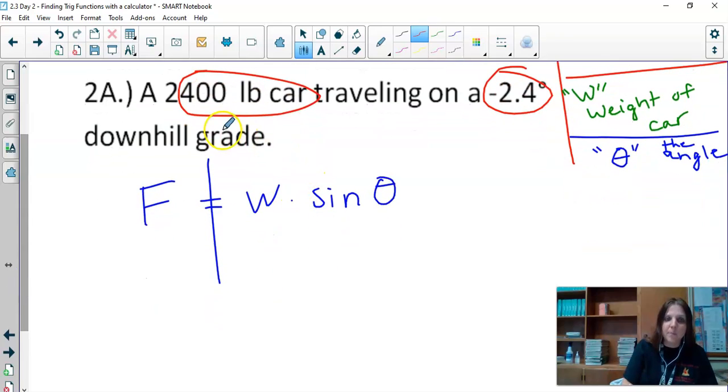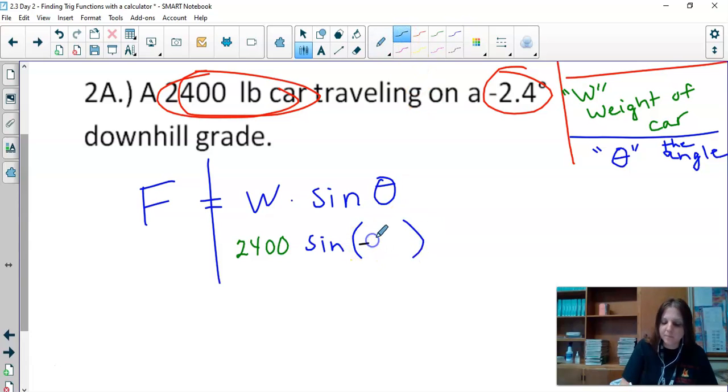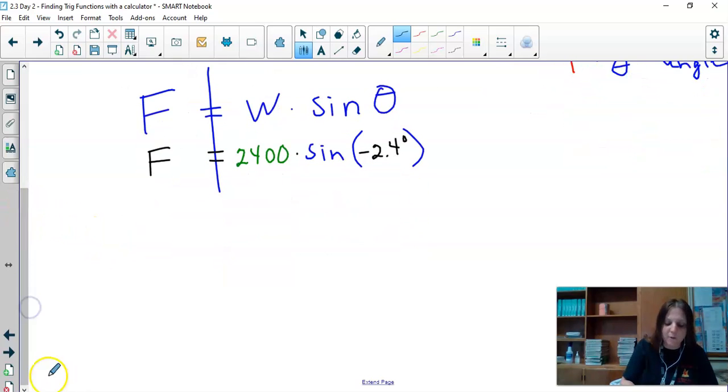Okay, so we've got a 2,400-pound car. The weight of the car is the W. It's traveling on a negative 2.4 degree grade. That's going to be our theta. I'm going to put it in parentheses so that it doesn't look like I am subtracting the 2.4. So I am ready to solve this. This is just going to be 2,400 times the sine of negative 2.4.